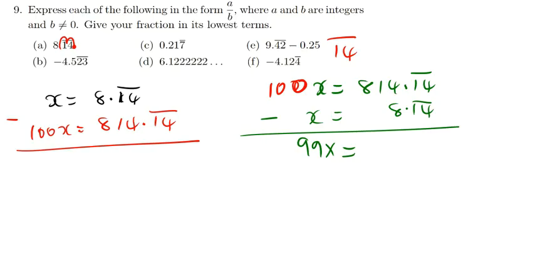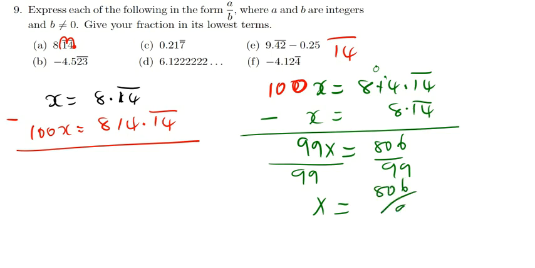We have borrowed 1 here, so here there is 0, so it's 806. Divide that by 99. So x will be equal to 806 divided by 99. Now, the question here is this. Give your fraction in its lowest term. So we need to find a number. If there is any number that can go into 806 and 99, then that is okay.